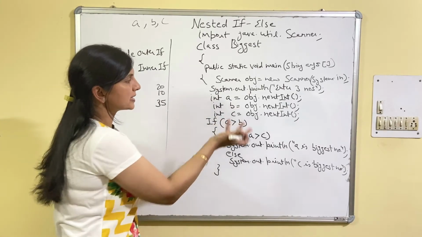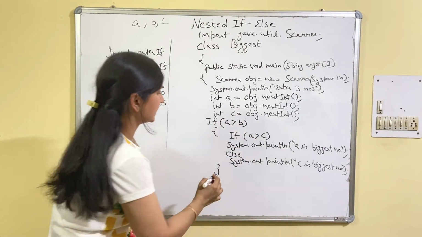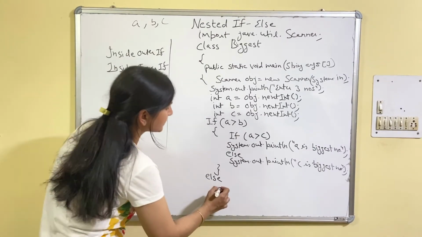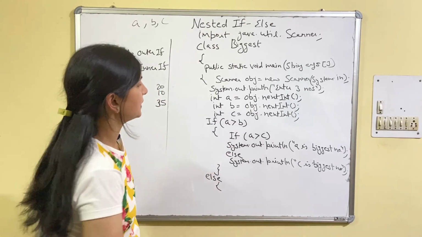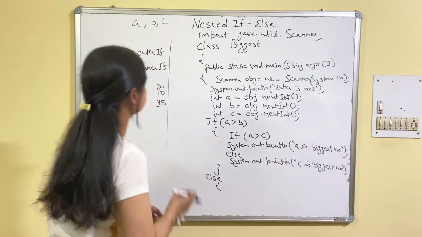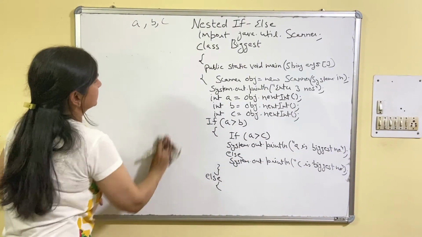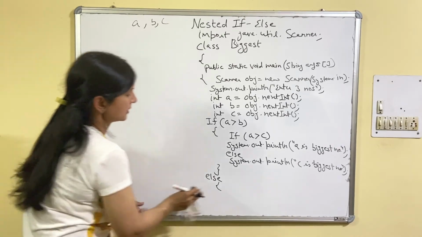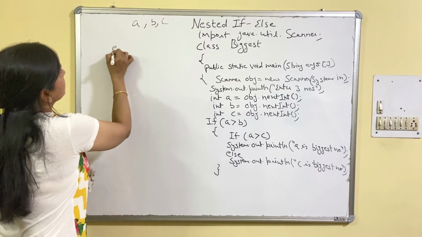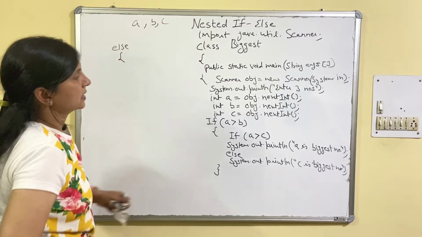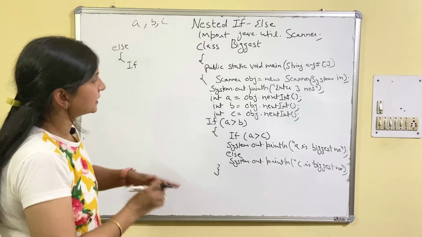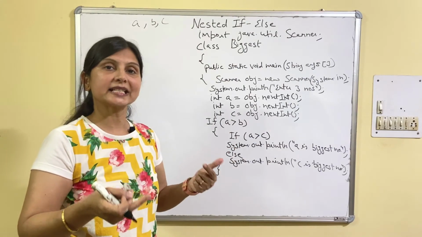Now this is the case when a is greater than b. Suppose value of a is not greater than b. Then it will go to the else part. Fine. So in else part, again if condition will be used. Okay, I am writing else part here. So if a is not greater than b, then it will check. So what does it mean? a is not greater than b means b is greater than a.